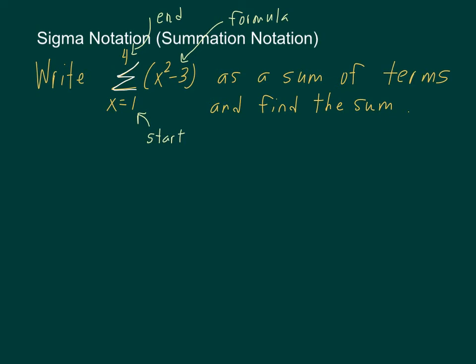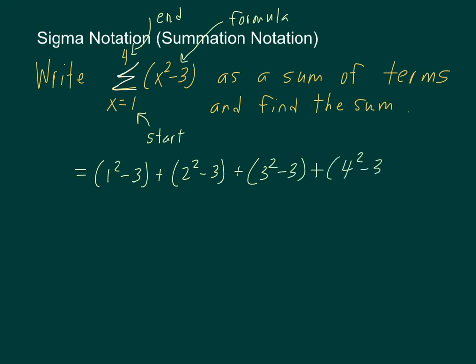As we do that, we would have 1 squared minus 3 plus 2 squared minus 3 plus 3 squared minus 3, and then finally plus 4 squared minus 3. So when we clean this up, we have negative 2 plus 1 plus 6, and then this would be 13. So from there we would have a total sum of 18. Right here we have our 4 terms listed out and added together.